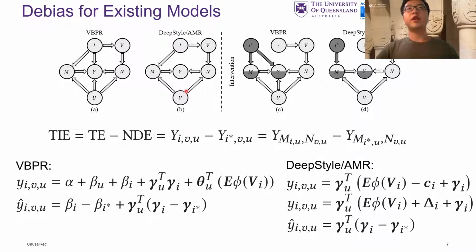Similarly, for DeepStyle or AMR method, we also do an intervention on the node I, and then assign the original visual feature to the visual noise causal path here, and then do a subtraction between these two causal graphs, and we can finally have the debiased result for this method.